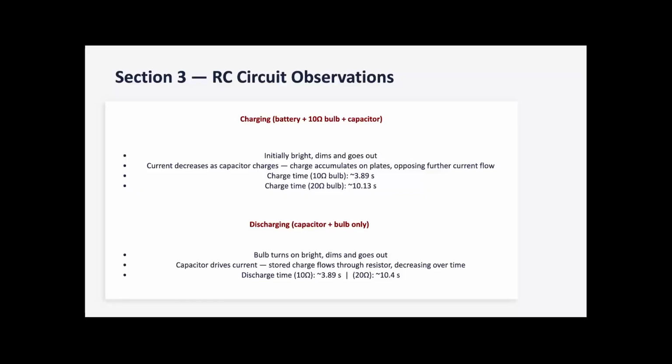With the 20 ohm bulb, it took 10.13 seconds. More resistance means a longer time constant. When I disconnected the battery and let the capacitor discharge through the bulb alone, the bulb lit up again and faded. The stored charge drove the current decreasing exponentially as the capacitor drained.